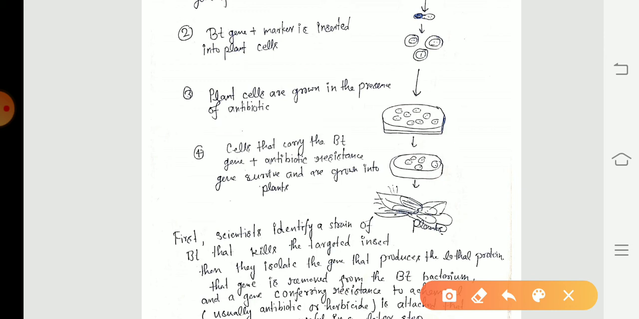Finally, the modified plants produce the same lethal Bt protein produced by Bt bacteria because the plants now have the same genes. So, in this way, the modified plant is produced here. So, this topic is done for today.